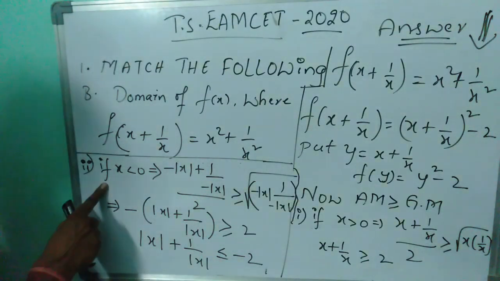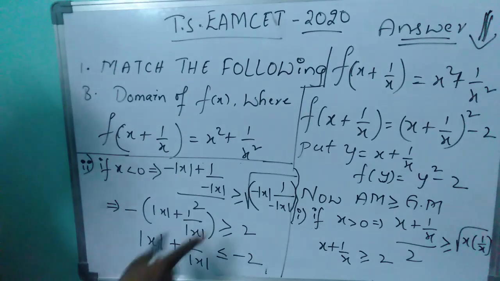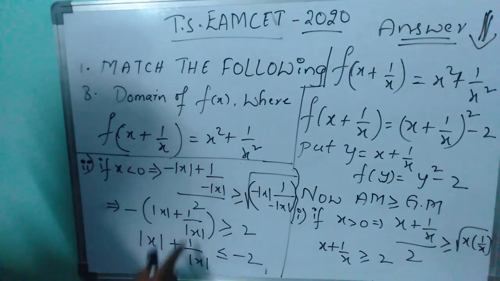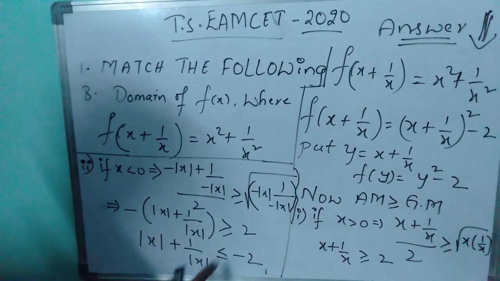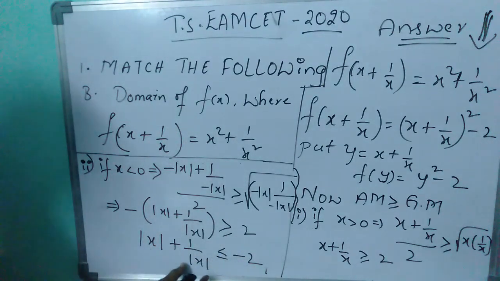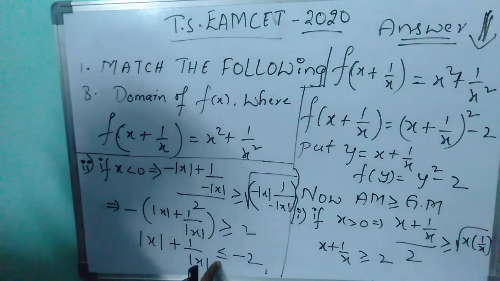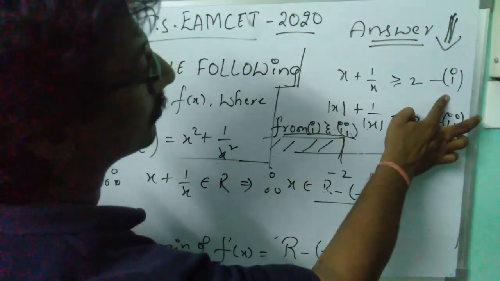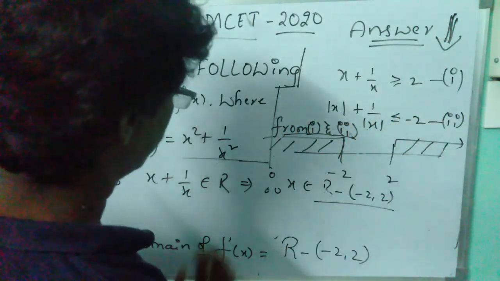Similarly, if x less than 0, here minus mod x plus 1 by minus mod x by 2 is greater than or equal to the square root of minus mod x into 1 by minus mod x. These two get cancelled. Send the 2 to that side. So finally, mod x plus 1 by mod x is greater than or equal to 2, so x plus 1 by x is less than or equal to minus 2, because when the minus is sent to the other side, greater than or equal to becomes less than or equal to. So we have x plus 1 by x greater than or equal to 2 from the first condition, and x plus 1 by x less than or equal to minus 2 from the second.